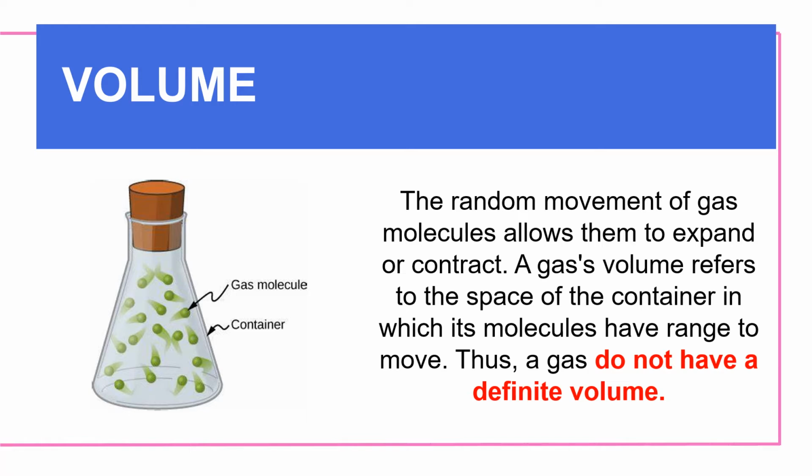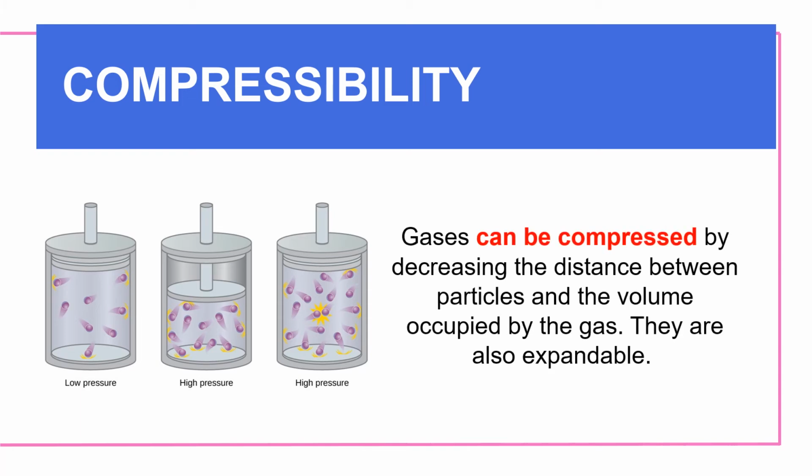The random movement of gas molecules allows them to expand or contract. A gas volume refers to the space of the container in which its molecules have range to move. Thus, a gas does not have a definite volume. Gases can be compressed by decreasing the distance between the particles and the volume occupied by the gas. They are also expandable.